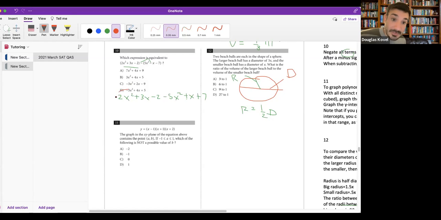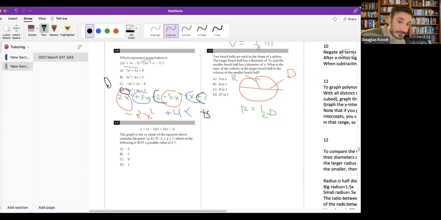So now I can combine like terms. So 2x squared and negative 5x squared becomes negative 3x squared. Then I add 3x to x, and that becomes 4x. And then finally, the negative 2 and 7 becomes 5. So this would make D the right answer to number 10.